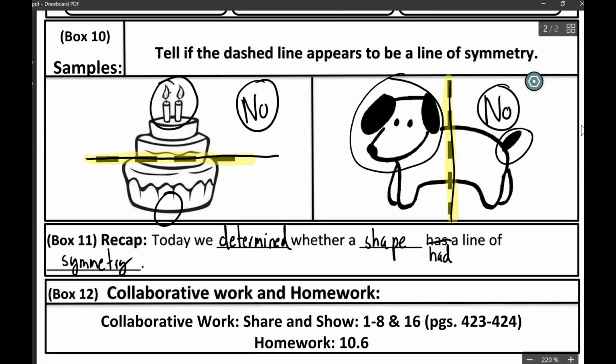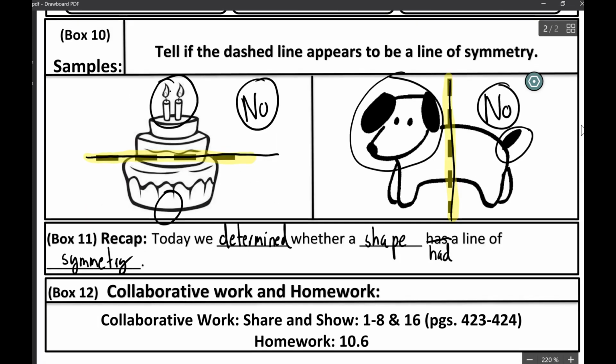Going into our collaborative work and homework. For your collaborative work, I want you to focus on the share and show problems 1 through 8 and 16 on pages 423 through 424. For homework, you are to do all of 10.6, front and back.